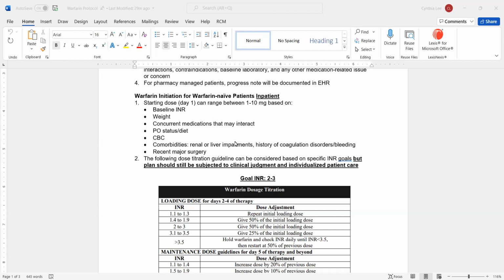How about history of coagulation disorders or bleeding? We might need to be more conservative there, if they have high risk for bleeding or increased risk for coagulation disorders, right? And also, what about major surgery? Major surgery can increase your risk for DVT, but also, if the surgery wasn't done appropriately, there's increased risk for bleeding. So there are a lot of factors to consider as you initiate the warfarin and determine the doses.